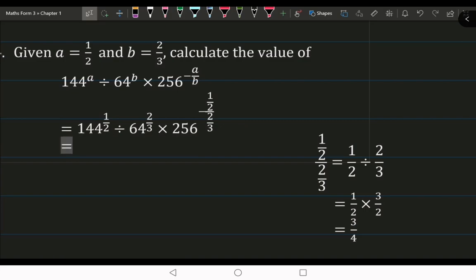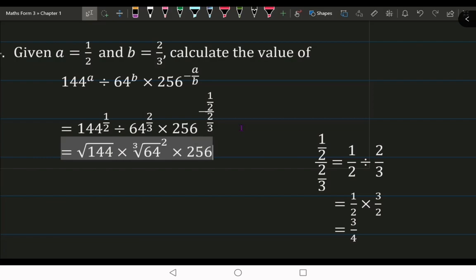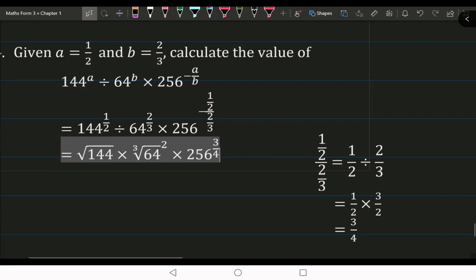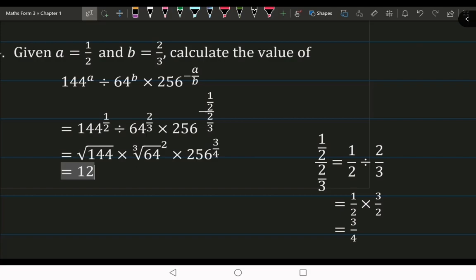This one, the power 1 over 2 means square root. The square root of 144. After that, divide by 64, cube root. We have a cube root for 64. After that, you need to square it. After that, we get 256 to the power of 3 over 4. Finally, we get the answer. It should be 12. 12 times 12 is 144.